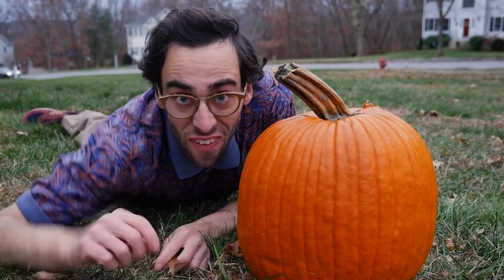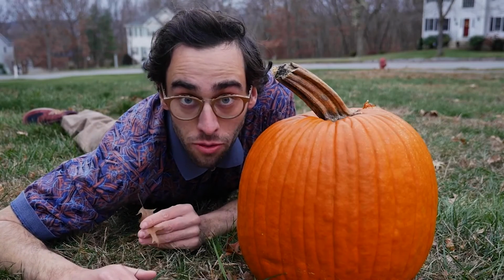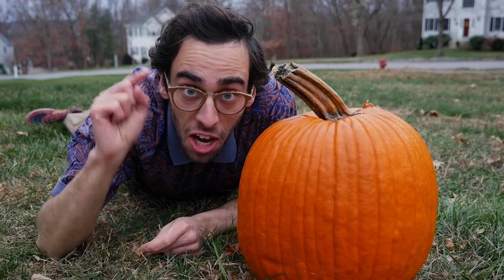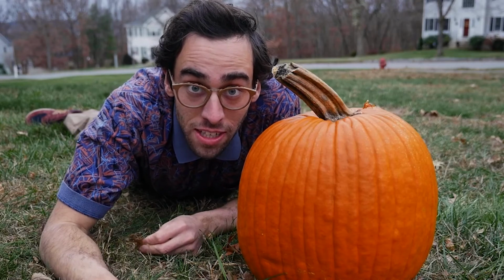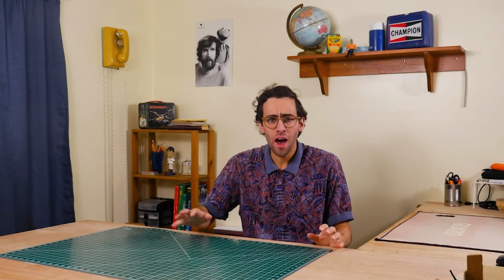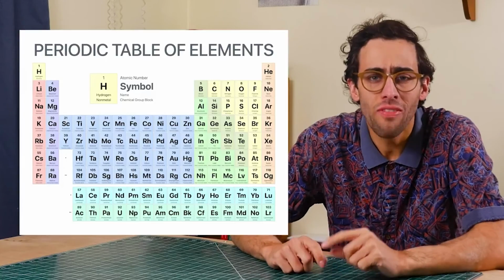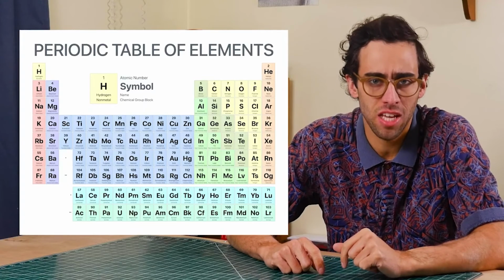Would you believe me if I told you that everything in the universe, from this pumpkin to a popsicle, is made from just 118 different ingredients? No, I'm serious, it's true. Everything, living and non-living, in the entire universe is made from some combination of the 118 elements on this chart right here, called the periodic table of elements.